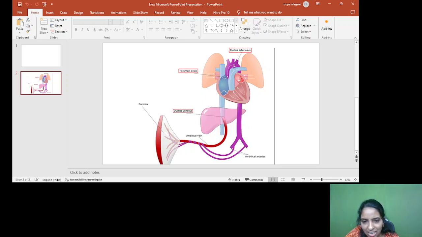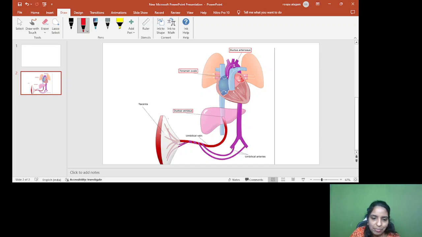So many students have asked me regarding the fetal circulation. Okay, let us see this in a very short time. See, this is the placenta, and this is the umbilical cord.